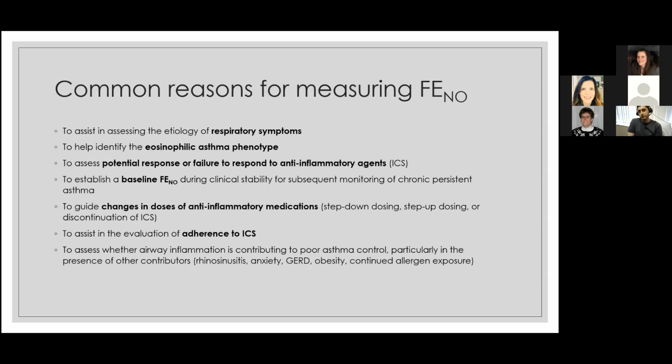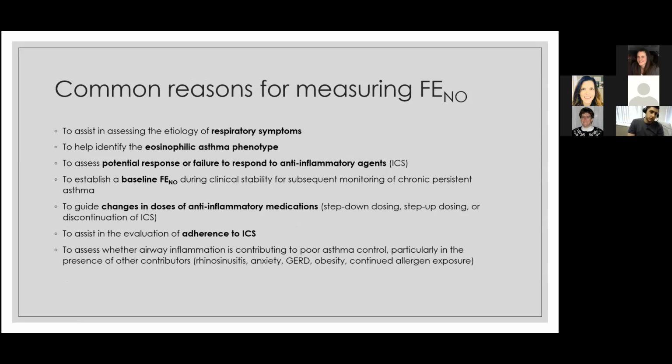So why do we measure FeNO? It can be used to assist in assessing the etiology of respiratory symptoms that are not specific. It can help identify specifically the eosinophilic asthma phenotype. It can assess potential response or failure to anti-inflammatory agents, particularly inhaled corticosteroids.